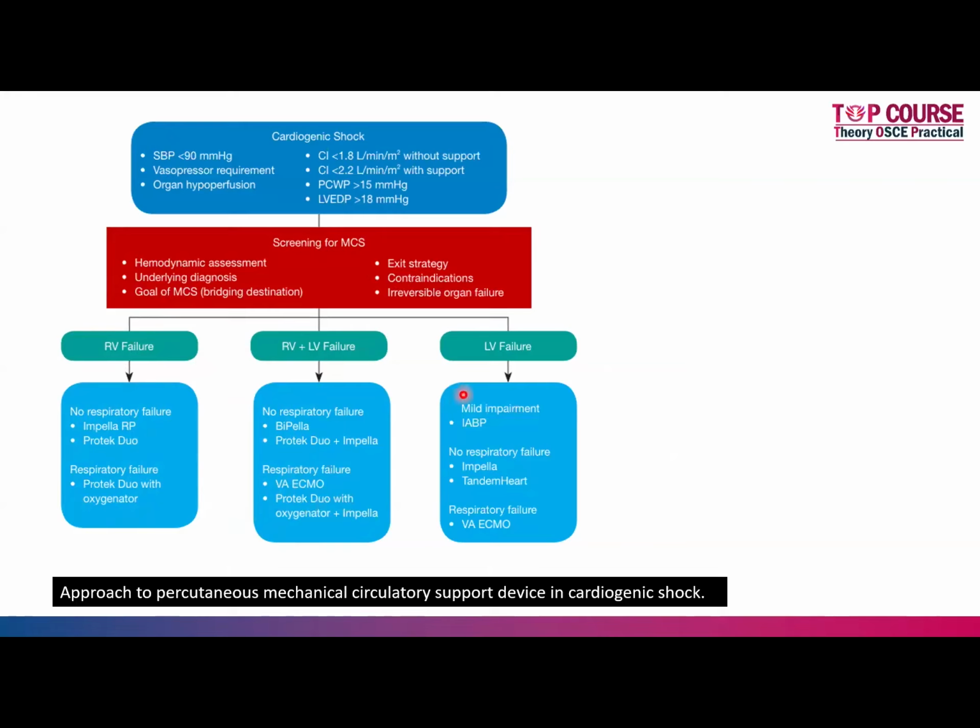In case of mild impairment in LV failure, go for an IABP. If no respiratory failure, with a very low cardiac index, go for Impella or tandem heart. If a respiratory failure is there along with a cardiogenic shock, then one has to go for a VA ECMO. So this is the star slide among all the slides that we have discussed.